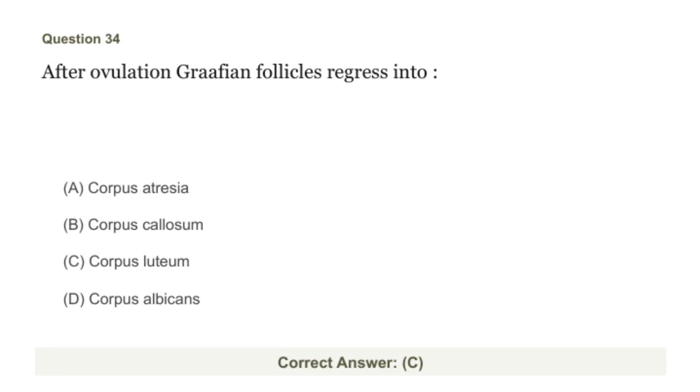Now let's look at what happens after ovulation. The correct answer here is C, corpus luteum. When a Graafian follicle releases an egg during ovulation, it doesn't just disappear. Instead, it transforms into this temporary endocrine structure called the corpus luteum. Its main role is to produce hormones like progesterone, which are crucial for maintaining the early stages of pregnancy if fertilization occurs. If pregnancy doesn't happen, the corpus luteum will regress and turn into the corpus albicans, which is essentially a scar tissue.